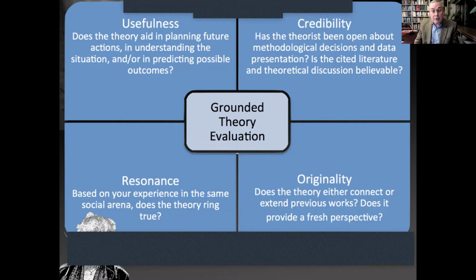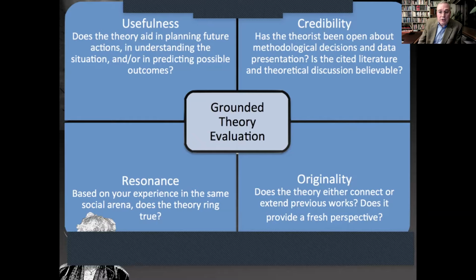Now, sometimes a person will say, well, this theory doesn't mean anything at all to me. Do you have anything to do with that area? Well, no. Well, maybe it doesn't resonate because you're not part of that social arena. But if you're part of that social arena, and you say it has some good points, but no, it doesn't fit, well, okay, then you need to go back out and make sure that you're trying to really understand that. And is it original?